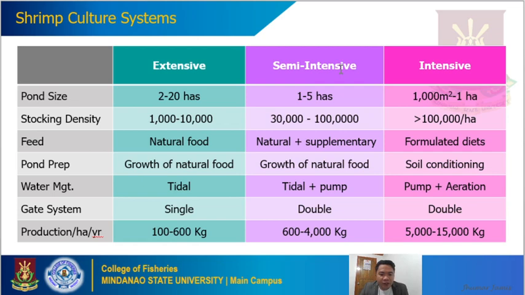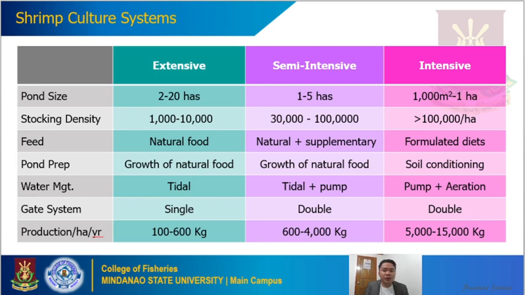And then with regards to the production per hectare per year, normally extensive aquaculture will produce 100 to 600 kilograms per hectare per year, while the semi-intensive will have 600 to 4,000 kilograms per hectare per year, and then intensive will have at least 5,000 to 15,000 kilograms per hectare per year. So those are the four major classifications of aquaculture according to the ecosystems or the environmental requirements, the species cultivated, the structures utilized, as well as the culture systems being employed.